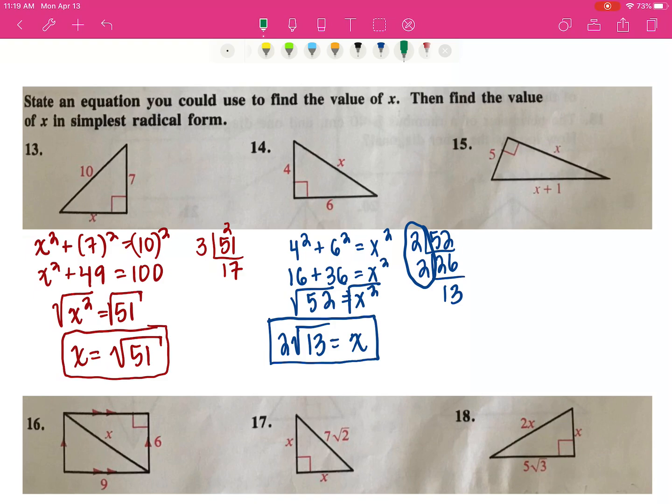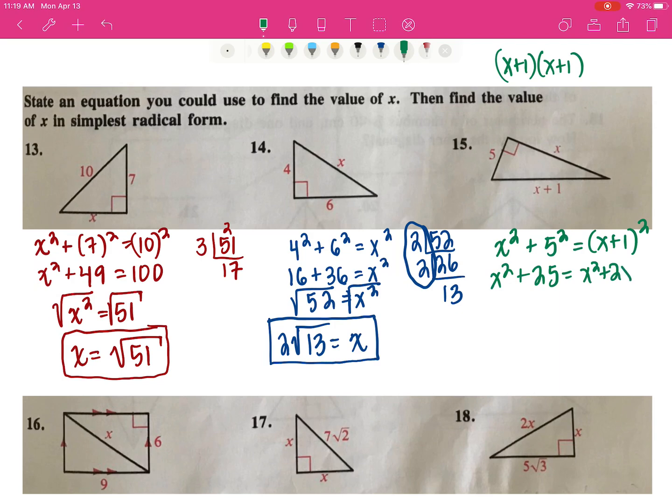Our next problem, one of our legs is x, so we'll square that. Plus the other leg is 5. We square that. x squared plus 5 squared equals all of the hypotenuse squared. x squared plus 25 equals, remember we have to FOIL out x plus 1 squared. That's x plus 1 times x plus 1. So that gives us x squared plus 2x plus 1.